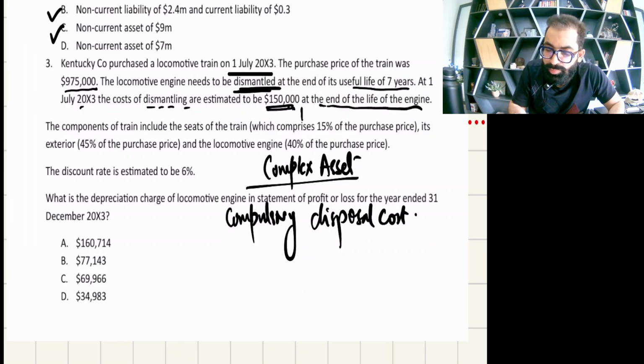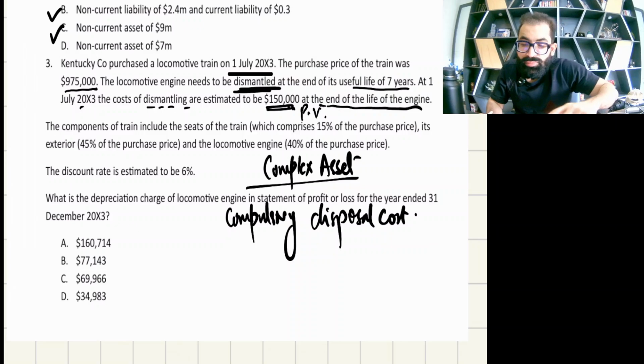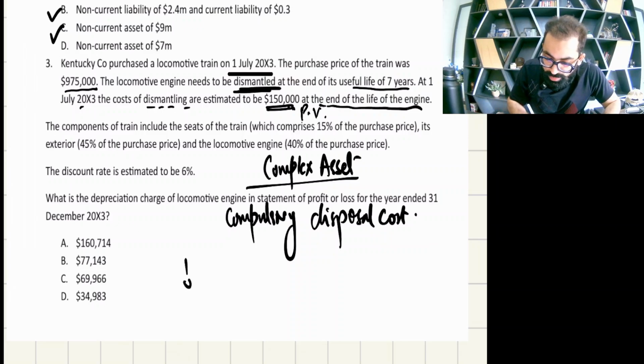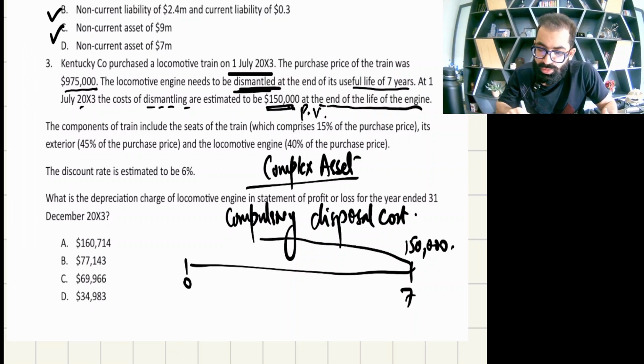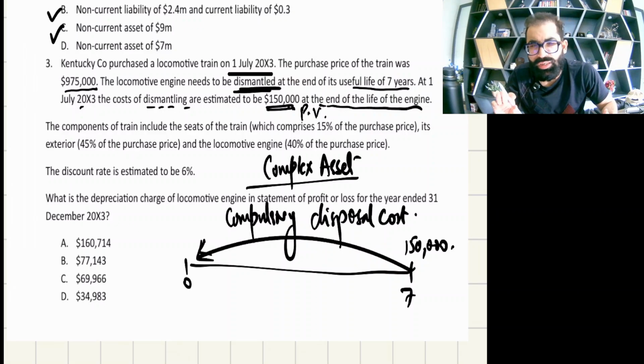So you need to calculate the present value of this. Right now we are at year 0, so after 7 years the cost will be, they are saying, estimated to be 150,000 at the end of the life. So this 150,000 will be incurred at year 7. So you need to calculate the present value of this, and we'll do it, not a big issue.